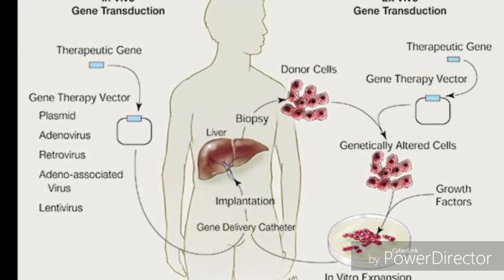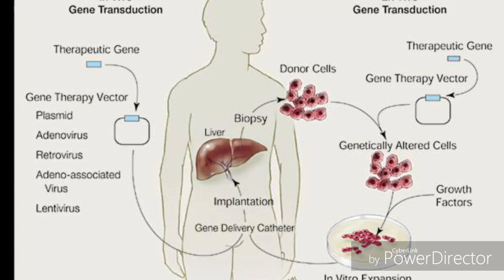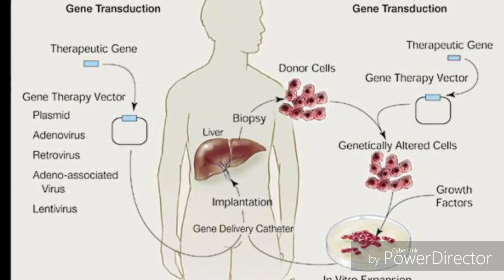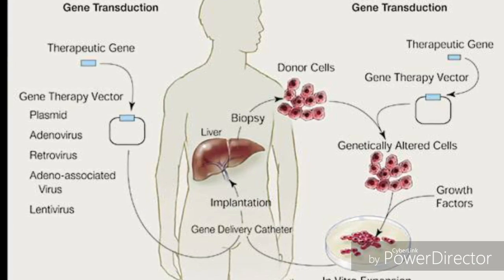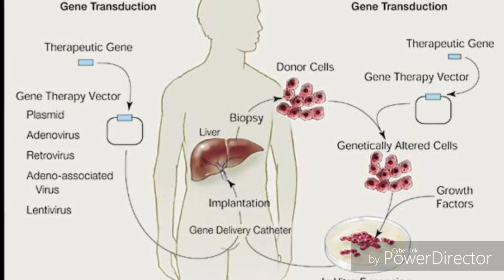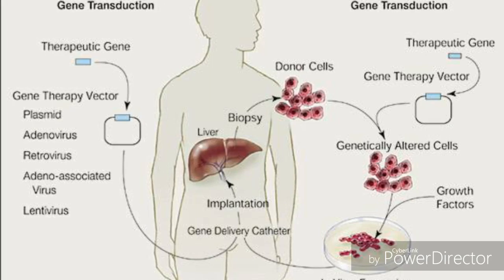In ex vivo gene therapy, copies of the therapeutic gene are prepared, target cells are removed from the patient, the cells are grown in culture, and the cultured cells are infected with a genetically altered virus. Cells are reintroduced into the body. Inside the body, the genetically altered cells produce the desired protein encoded by the therapeutic DNA.